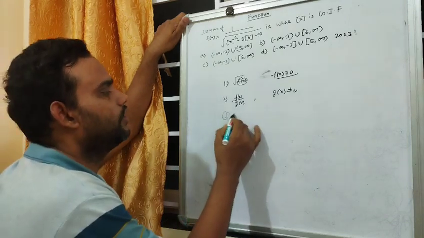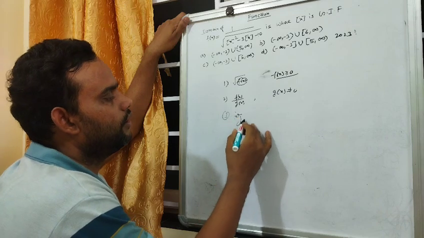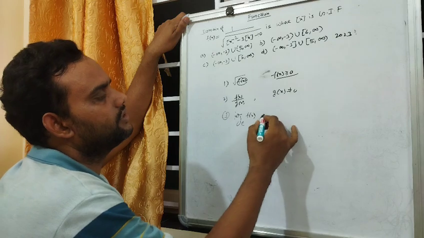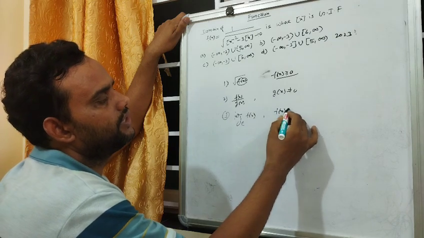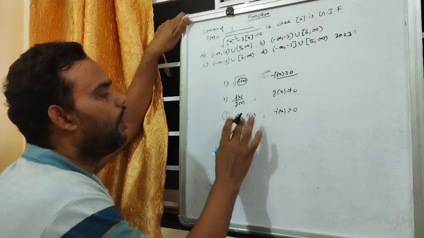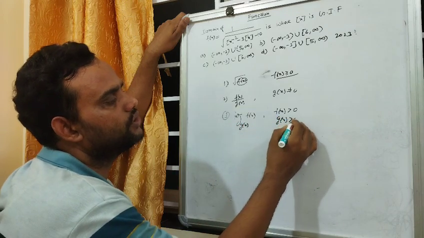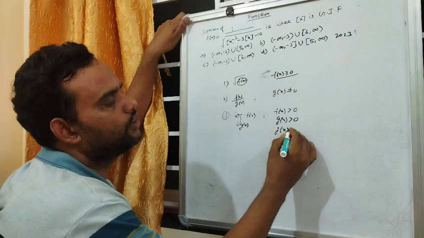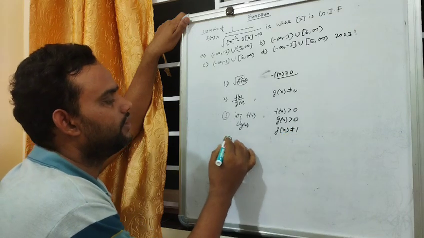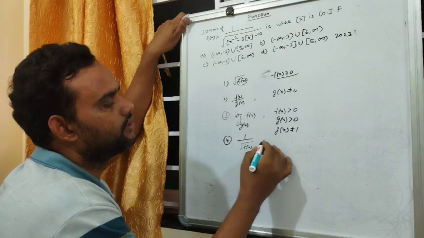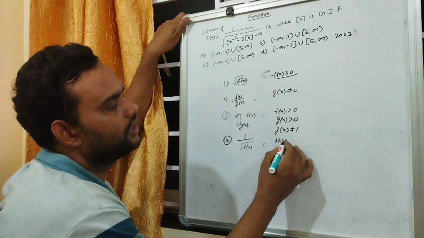And third is log. Log of something, you consider f of x. This log is defined when f of x is greater than 0. Or for example, I take g of x, and g of x also greater than 0 and g of x not equal to 1. And the fourth one is 1 by root under f of x. So this is defined when f of x is positive.